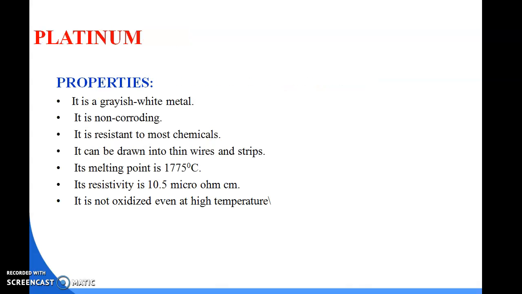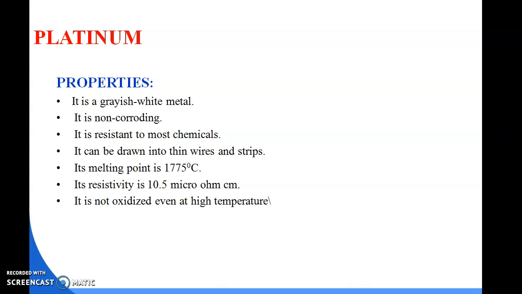Then come to platinum. What are the properties of platinum? It is a grayish white metal. It is non-corroding. It is resistant to most chemicals. It can be drawn into a thin wire and strips.